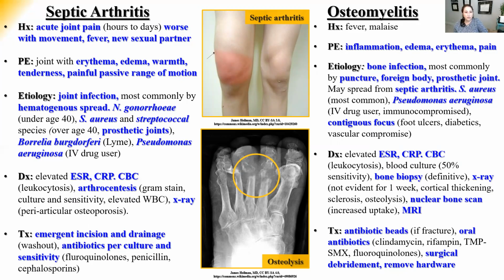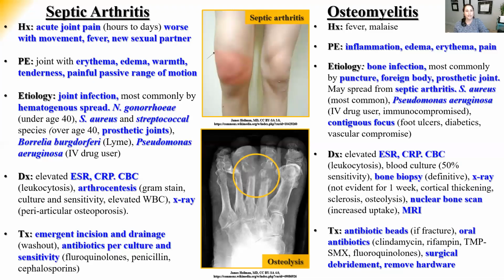Treatment for this is going to be emergent. We need to call our orthopedic friends and get them involved. Emergent incision and drainage to wash out that area. The solution to pollution is dilution. You have to wash that area out. The antibiotics should be given per the culture and sensitivity, and common ones are going to be our fluoroquinolones, penicillin, and cephalosporins. Osteomyelitis is a bone infection. So septic arthritis is a joint infection. Osteomyelitis is a bone infection. Remember that septic arthritis is usually going to be a hematogenous spread.